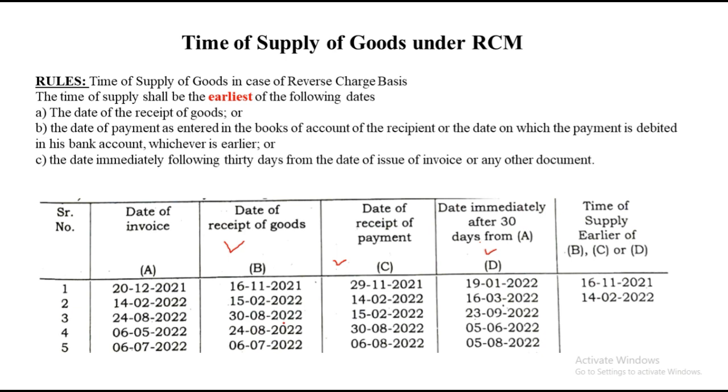Next, 30th 8th, 15th 15 2 and 23 9. So the earliest month is the Feb one. So the date of supply or time of supply will be 15th Feb. Okay, next 24th August, 30th August, and 5th June. June is the earliest among them. So yes, the June date will be the time of supply.